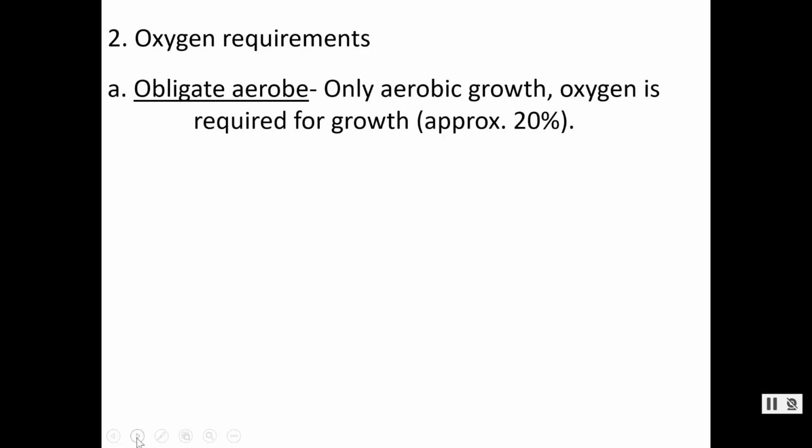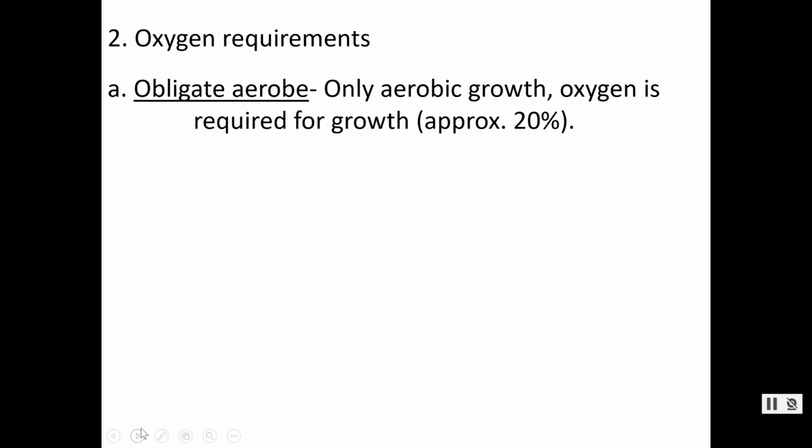So oxygen requirements. Oxygen is pretty important, and we know why it's important because most organisms undergo aerobic cellular respiration. Where did oxygen end up in aerobic cellular respiration? Yes, you know that now. It is the final electron acceptor. So being able to take in oxygen is very important for most microorganisms, but not all microorganisms undergo aerobic cellular respiration. And so we can classify different microorganisms based on its oxygen requirements.